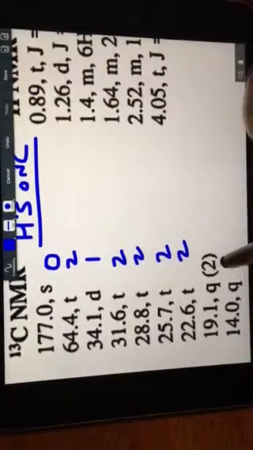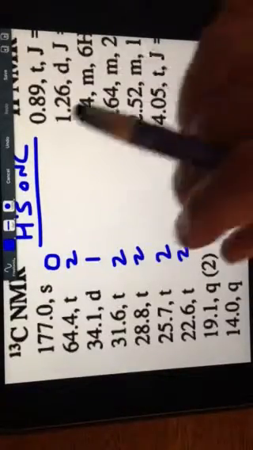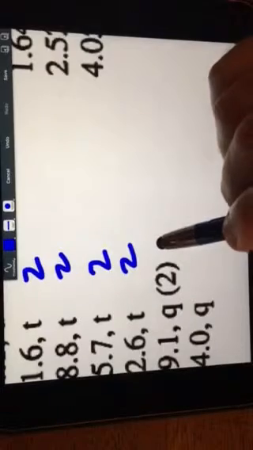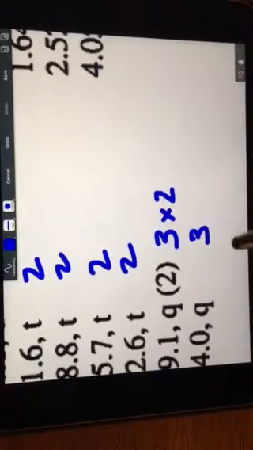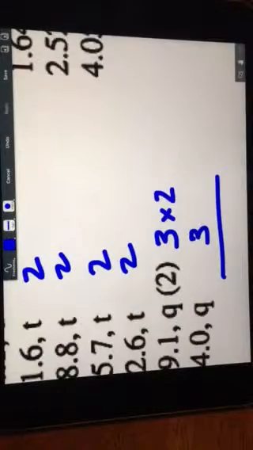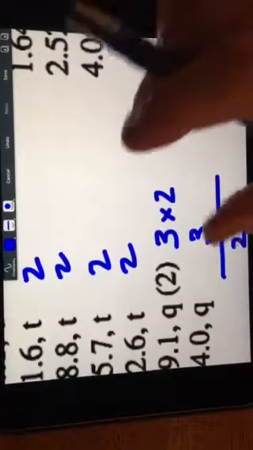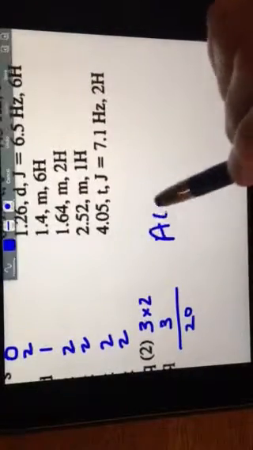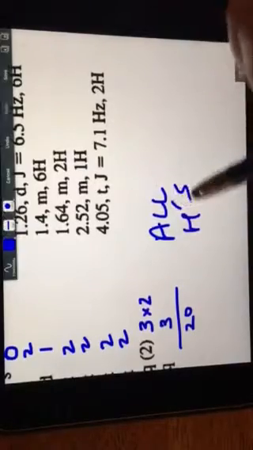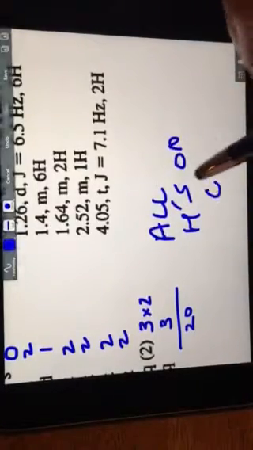Okay, note we have symmetry indicated by this number 2, telling us that we have 2 methyl groups. And if we add that all up, we come to the number of 20 hydrogens. So what does this tell us? It tells us that all of our hydrogens are on carbons.